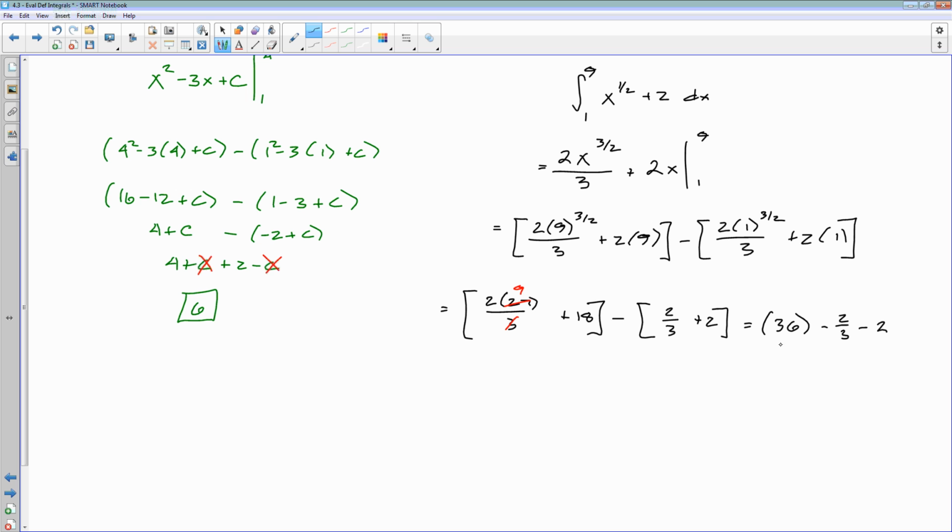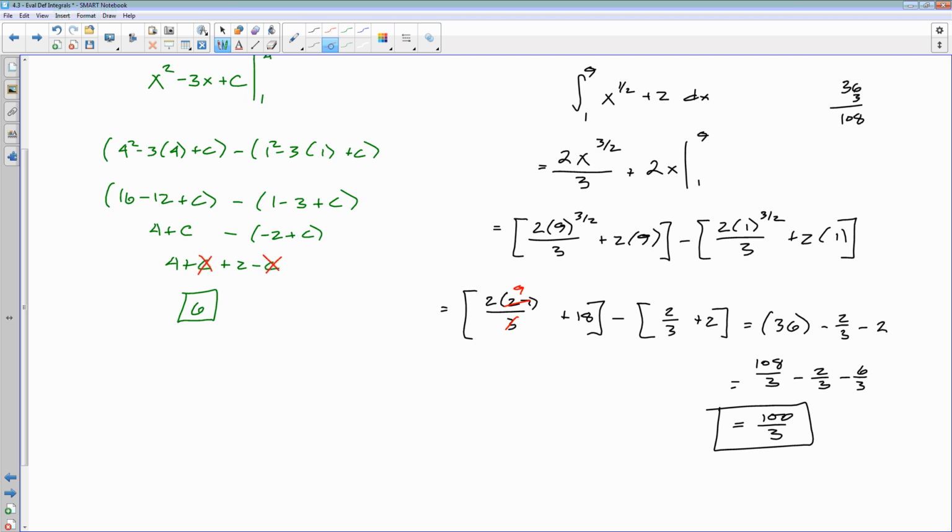And then let's get a common denominator. Pretend we're in algebra 1. This is fun. 36 times 3. Let's see, I should be able to do that in my head. 108. Yeah, 18, carry the 1, 108. So we have 108 over 3 minus 2 over 3 minus 6 over 3. That's 108 minus 8, that's going to end up being 100 over 3. So this cleans up to 100 over 3, which is how the answer would be on a multiple choice question.